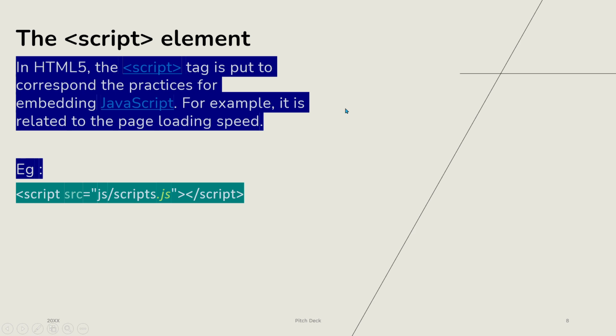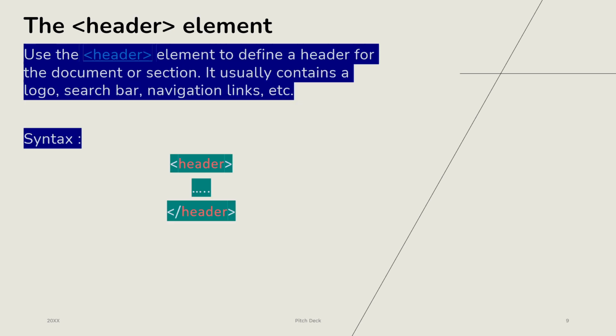Next comes the script element. In HTML5, the script tag is put to correspond to the practices for embedding JavaScript. For example, it is related to the page loading speed. We always include CSS and JavaScript. JavaScript is for the keys and buttons to work. If we include scripts in HTML, we can get a faster response. We can go from one link to another link quickly. It just transfers.